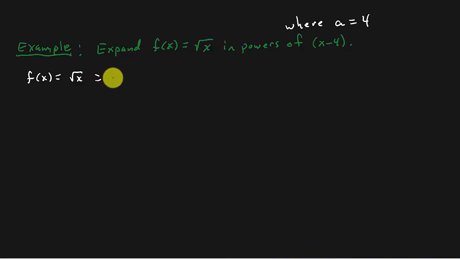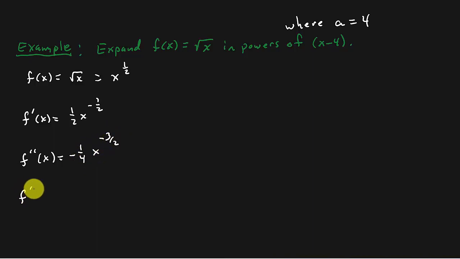All right, so for the square root of x, I'm going to change that to x to the 1/2 because it's going to be easier to take the derivative. So f prime of x is 1/2 x to the negative 1/2. F double prime of x is negative 1/4 x to the negative 3/2, and f triple prime of x is 3/8 times x to the negative 5/2.